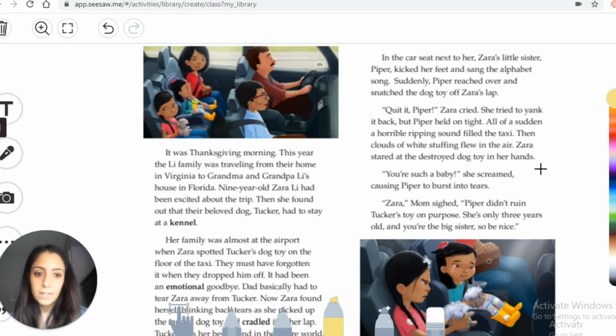"Zara," Mom sighed. "Piper didn't ruin Tucker's toy on purpose. She's only 3 years old, and you're the big sister. So be nice."